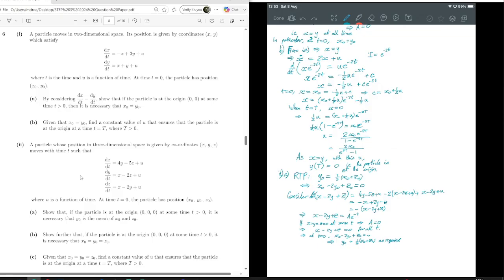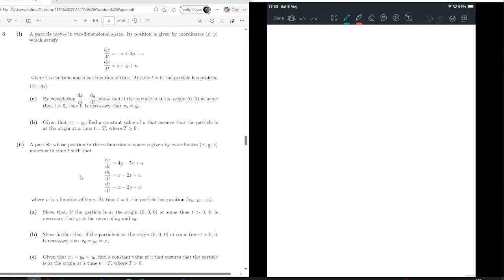So part B of this question, show further that if the particle is at the origin at some time, then it's necessary that all of these are actually equal. So we've shown that y naught is the mean of x naught and z naught, but we actually want to show that they're all the same at the origin. So I could try and do a trick like I did in part A of part I and consider x dot minus y dot.